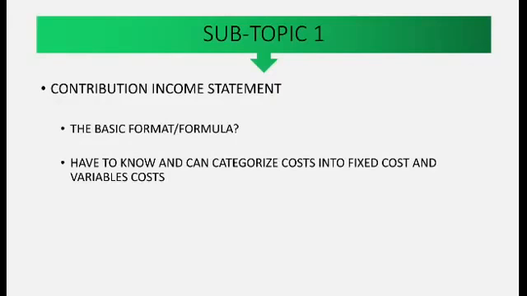Most managers prefer to see or use this format of income statement because they can see clearly which costs are variable costs and also which costs are fixed costs. To prepare the contribution income statement, you have to know and can categorize costs into fixed costs and variable costs. If you can categorize the cost into fixed costs and variable costs, then you can prepare the income statement. Otherwise, you cannot.